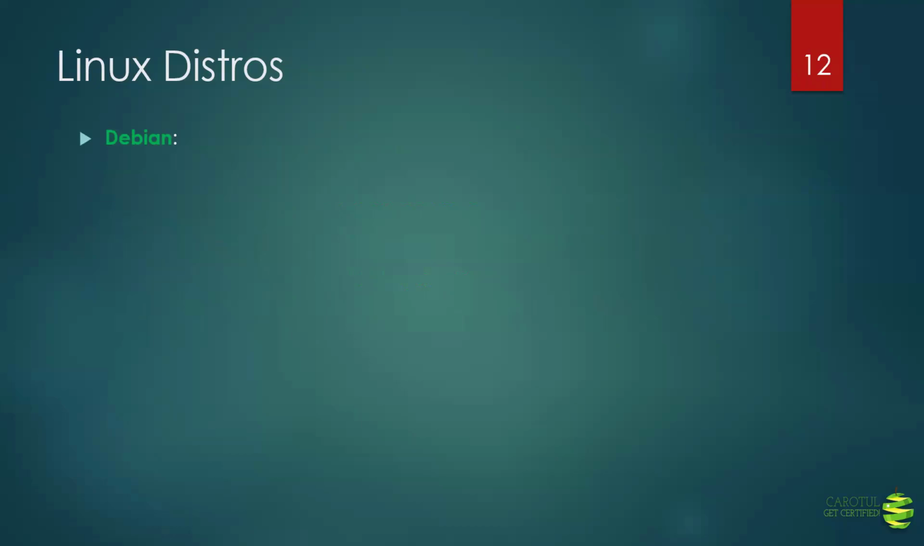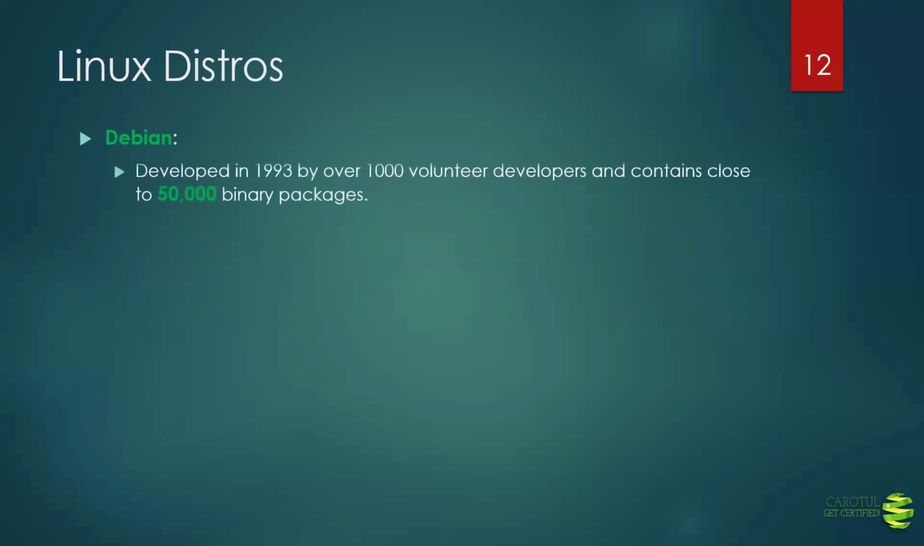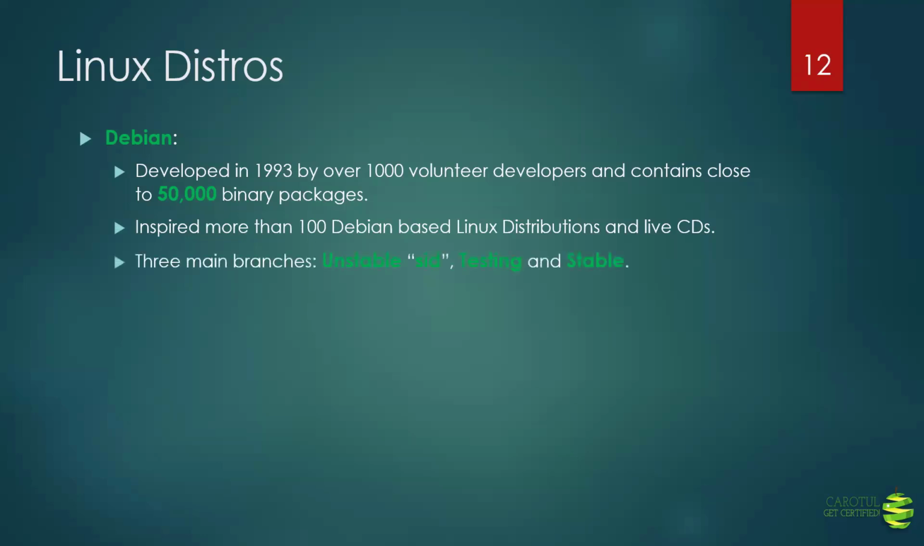The core one, as I mentioned, one of the oldest distributions based on the Linux kernel, is Debian Linux. It was developed in 1993 by over 1,000 volunteer developers, and it contains close to 50,000 binary packages. So it's a huge collection of packages that you can use, and it keeps on increasing. It has inspired more than 100 Debian-based Linux distributions and live series. For example, Ubuntu is also Debian-based, and there are so many other operating systems which are based on the Debian Linux distribution.